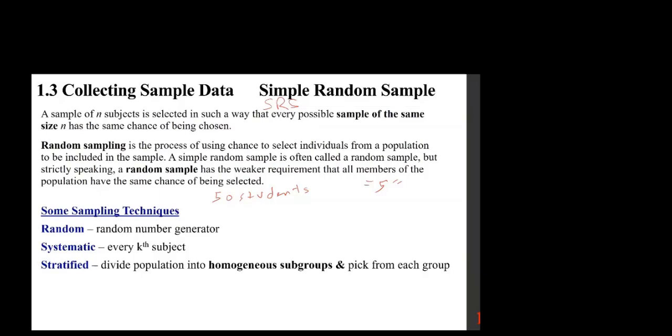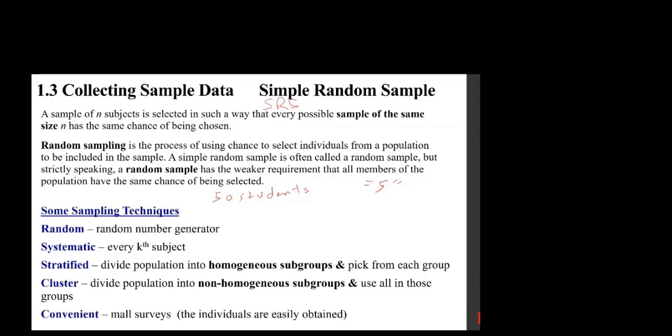Stratified, you divide population into homogeneous groups and then pick from each group a few. Whereas cluster means divide population into non-homogeneous groups and use all in those groups. Convenient sampling, okay, you are sampling. One convenient sampling for me would be to ask my own students what they think of a specific question. So for example, a mall survey.